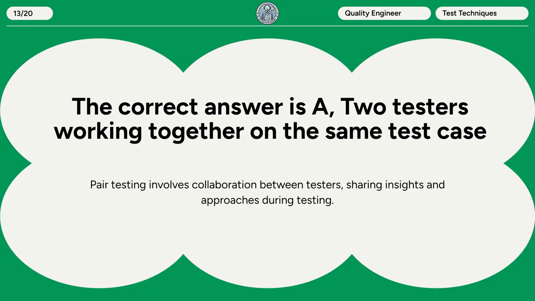The correct answer is A. Two testers working together on the same test case. Pair testing involves collaboration between testers, sharing insights and approaches during testing.